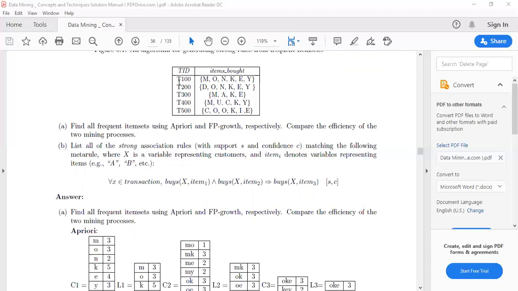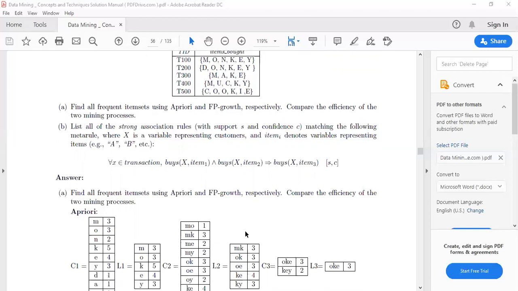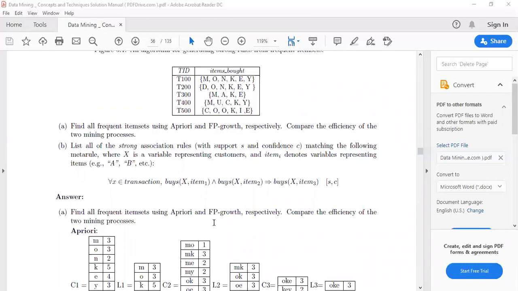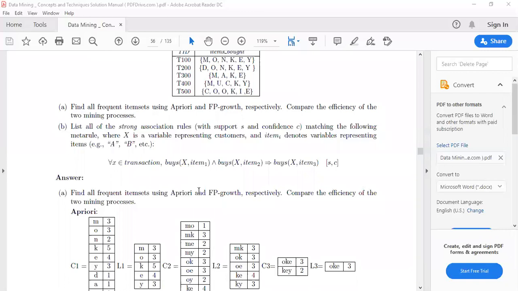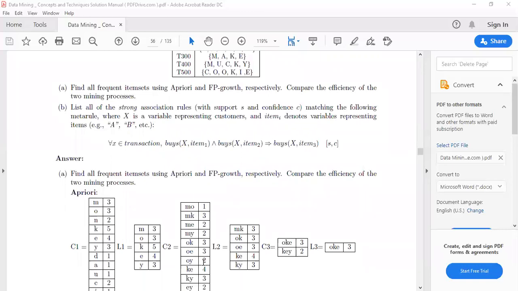Similarly, OK appears one time, a second time, and a third time. So we get OK as 3. Now OE: OE has occurred one time, here a second time, and here a third time. Like that we have to find the combination of all the two items, and combine them together.